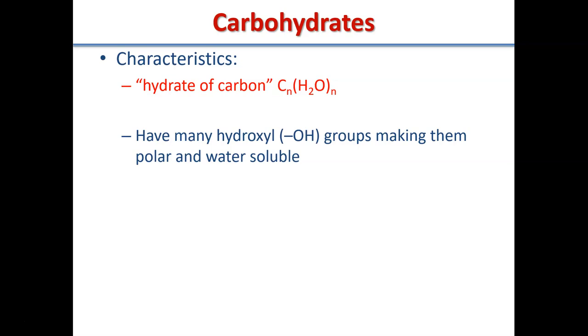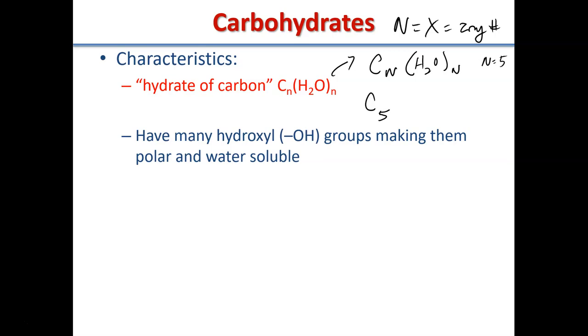formula I want to share with you because I've been known to ask a question about this. The formula is CnH2nOn. What does that mean? Think of n as being x or being any number, right? If we're looking at this mathematically, let's say we're talking about C5. n in this case is 5.